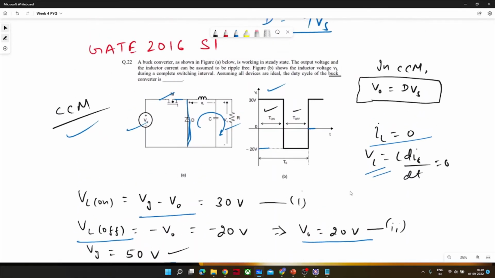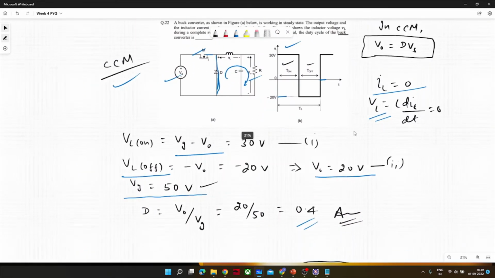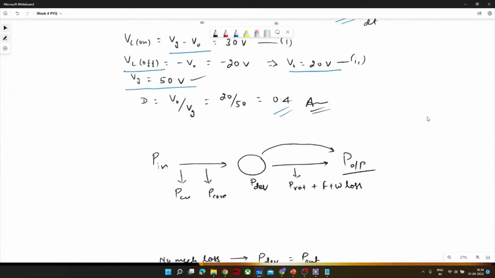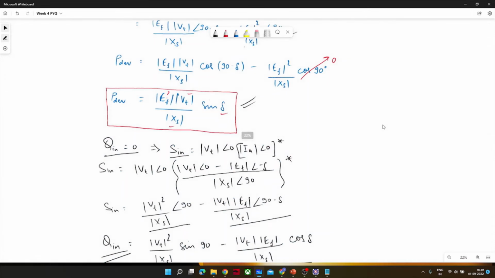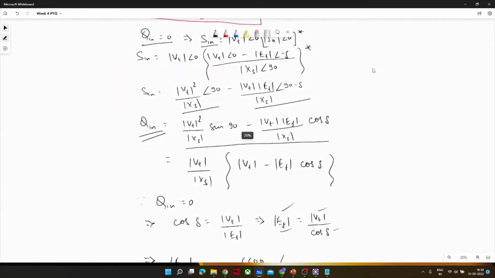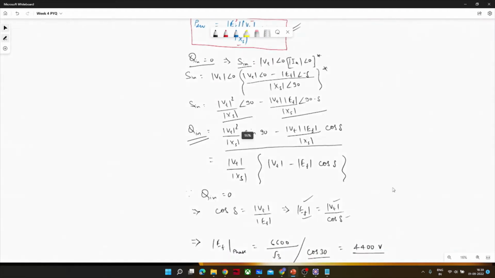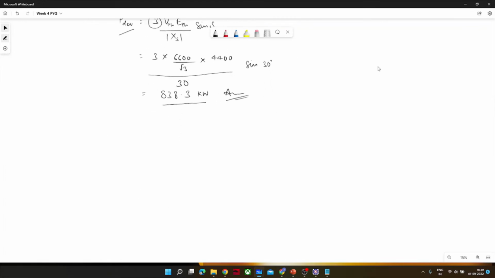Okay, fine. Let me move ahead. Let's see any other problems. One more problem based on rectifier.